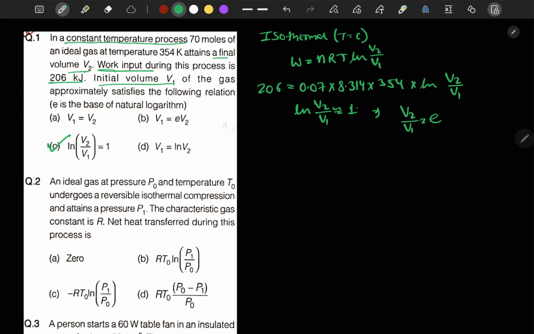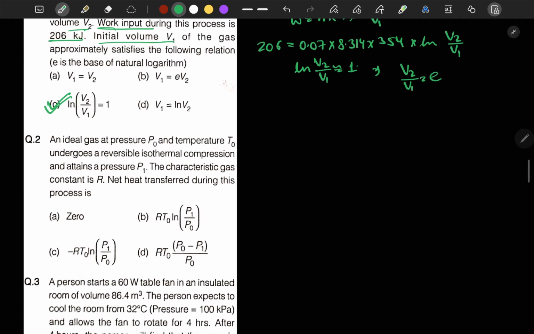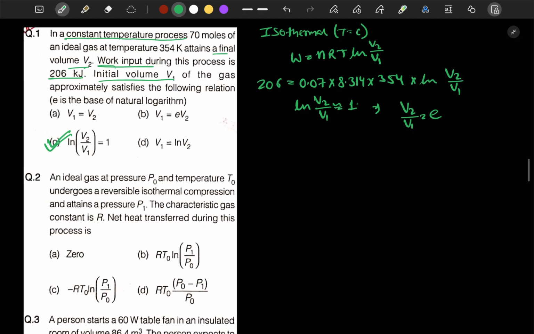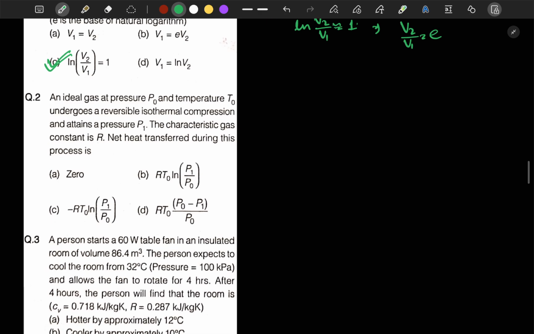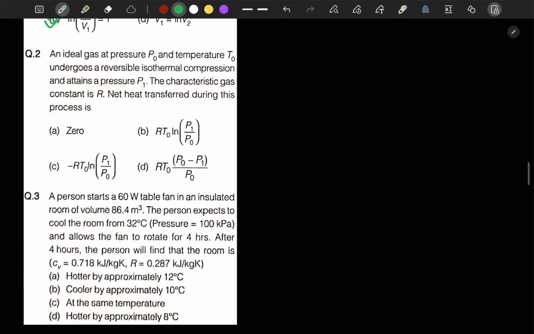So option C is correct here. In option B it is given V1 is equal to eV2, which will be incorrect. If you don't keep an eye on that, you will mark the incorrect option. Okay, next, question number 2.